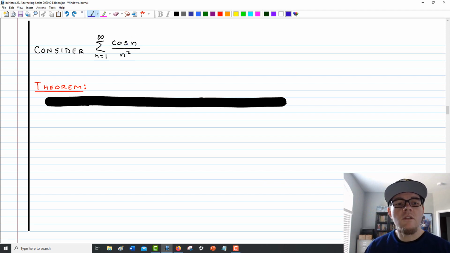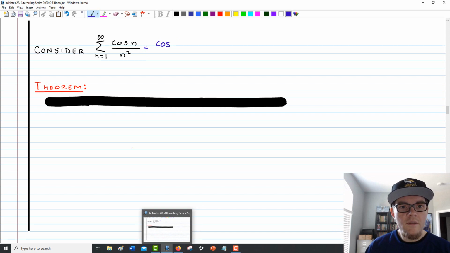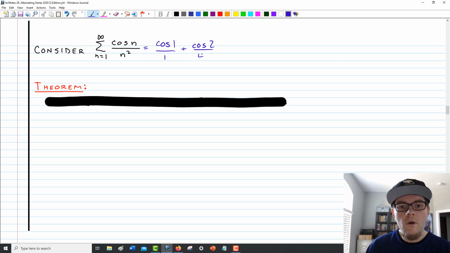I want to talk about the series cosine of n over n squared. Now this is an easy series for you to write out the values of. This is the same thing as cosine of 1 over 1 plus cosine of 2 over 4 plus cosine of 3 over 9 plus cosine of 4 over 16.